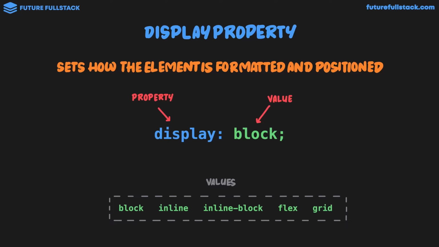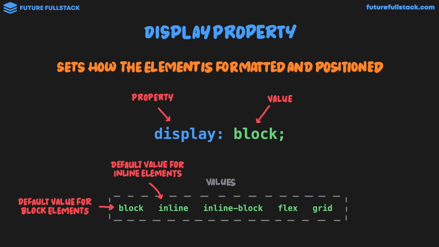The value block is the default value for block elements, and inline is the default value for inline elements. So for example, a heading, which is a block element, by default has a display property of block, whereas an inline element, like an anchor tag, has by default display inline. Now, not that you would do this, but you could change the inherent behavior of these elements. So for example, a heading, which is a block element, I could add the CSS property display inline, and this changes the heading to an inline element now.